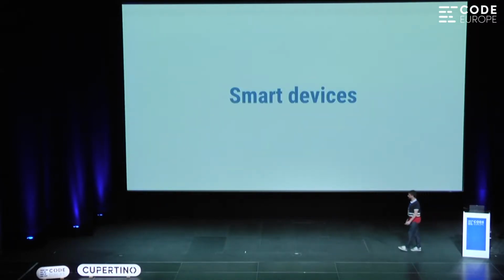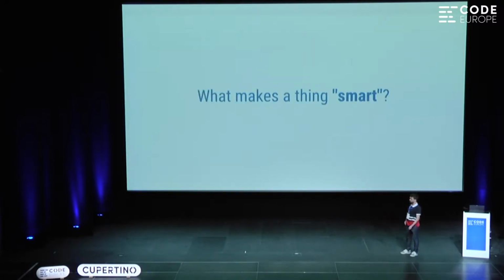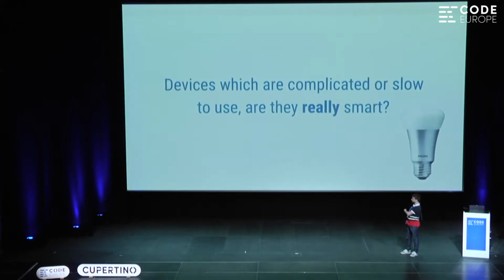But we're here today to talk about smart devices. So the first question we might ask ourselves is, what are smart devices? What makes a device smart? Is this thing here smart? It could be, but if I have to pull up my phone, unlock my phone, find that app, where is it? Okay, I'm waiting for the app to launch. Okay, now I can turn off my light.